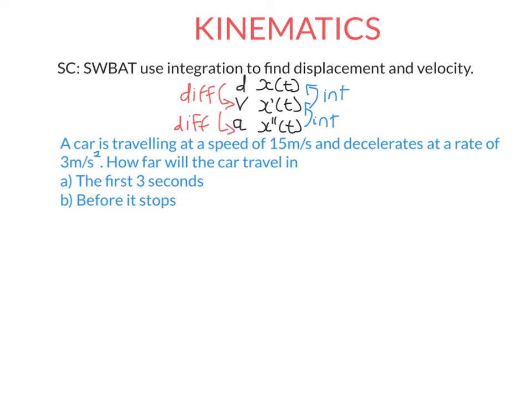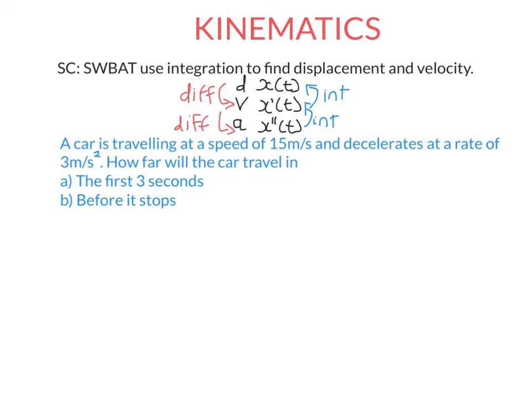Now, we learned before that if you differentiate displacement, you get velocity. If you differentiate velocity, you get acceleration. Velocity is the first derivative of displacement. Acceleration is the second derivative of displacement. So velocity and acceleration are just rates of change. Velocity is the rate of change of displacement with respect to time, and acceleration is the rate of change of velocity with respect to time.